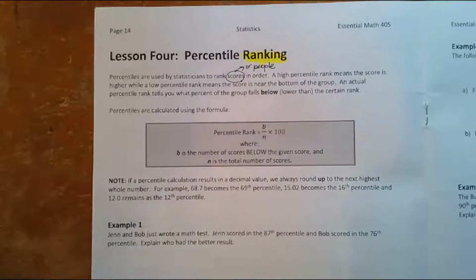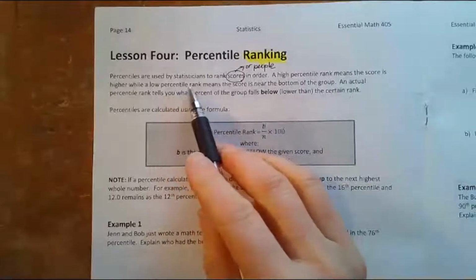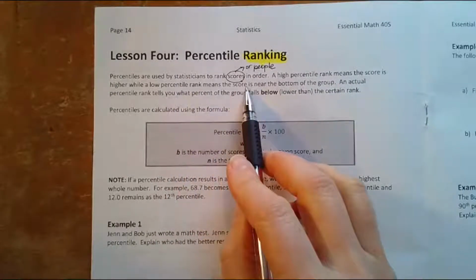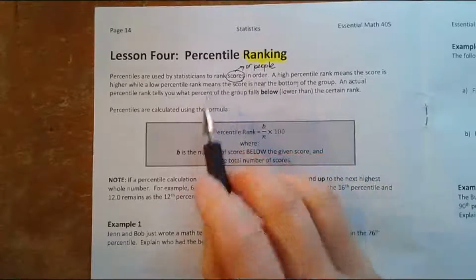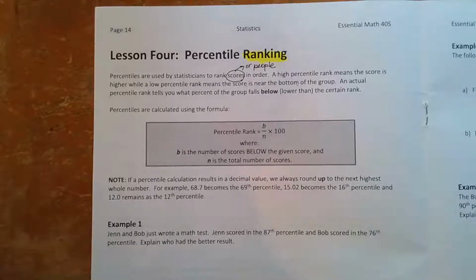You can be ranked in a class, in a job interview situation, and in a lot of different situations. A high percentile rank means that the score is higher, while a low percentile rank means the score is near the bottom of the group. An actual percentile rank tells you what percent of the group falls below that certain rank. So it's pretty wordy. Percentiles are calculated using the formula: percentile rank equals B over N times 100, where B is the number of scores below the given score and N is the total number of scores.